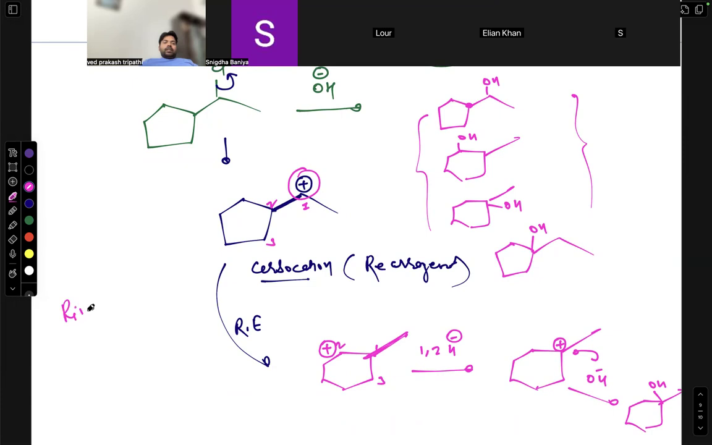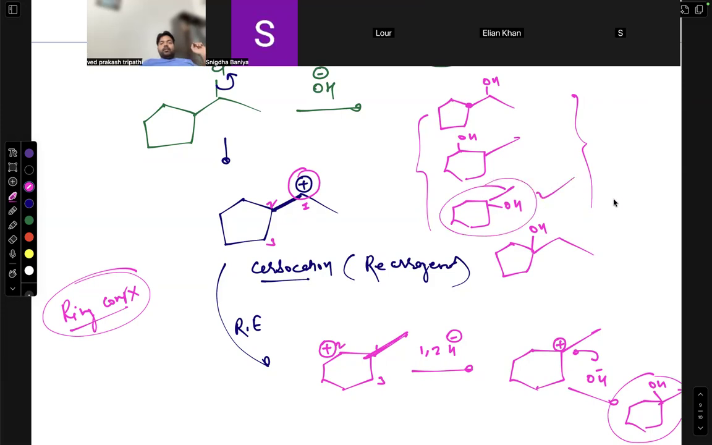Ring contraction is not in your syllabus, so I'm going to skip this one. You only have to think about ring expansion. So what's the final product? This one is the final product: this 6-member ring with the OH, because we have the most stable carbocation here. Clear? Does it make sense? Please tell me, everyone. Okay, perfect.